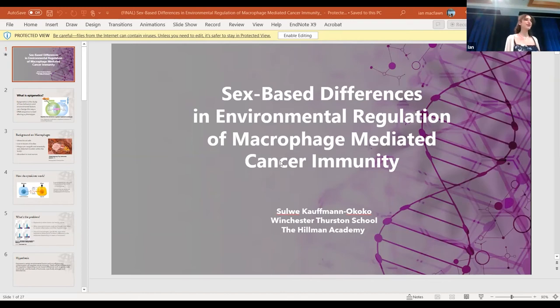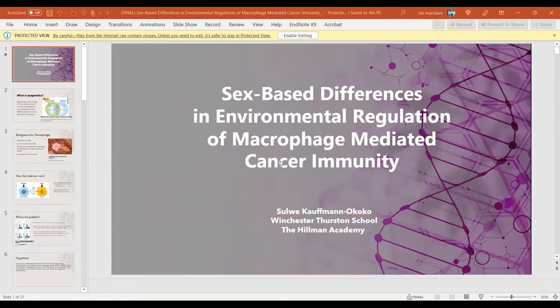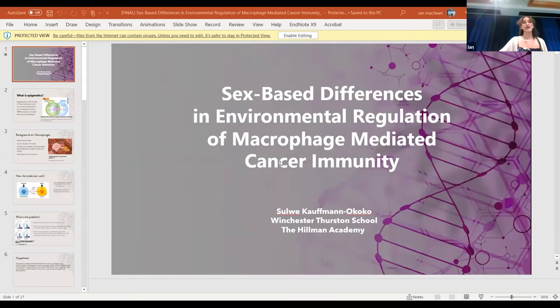And so you might think, oh, that's a good thing. That means the females are able to fight off any tumors more easily. But it can actually lead to a bad thing because it can lead to chronic inflammation, which then would lead the cells to die.